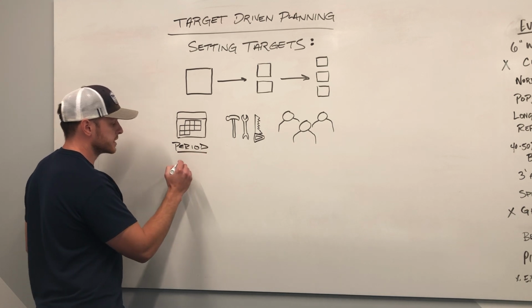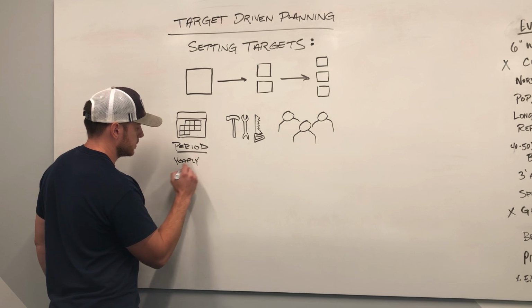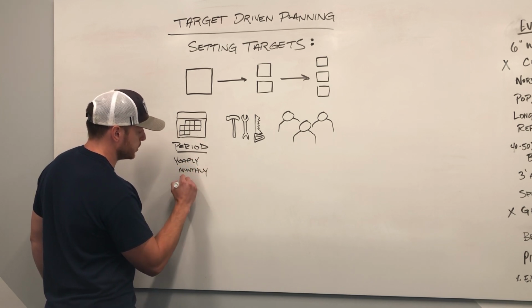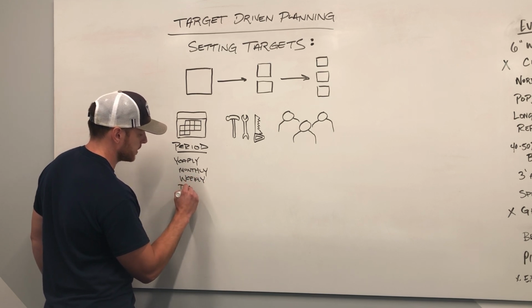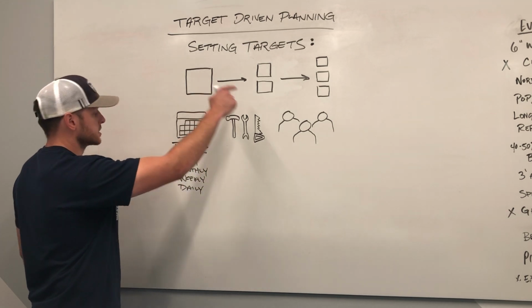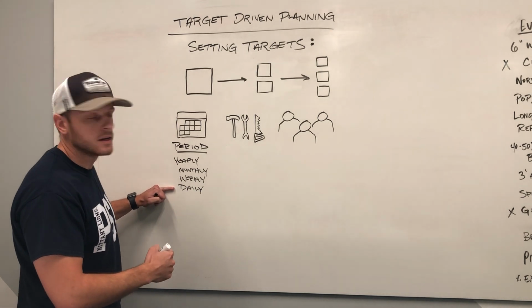You can do these as yearly goals. You can go monthly goals. The next step would be weekly. And then daily goals as well. So just like big to small, we're working big, yearly, whittling all the way down to daily. That's by time period.